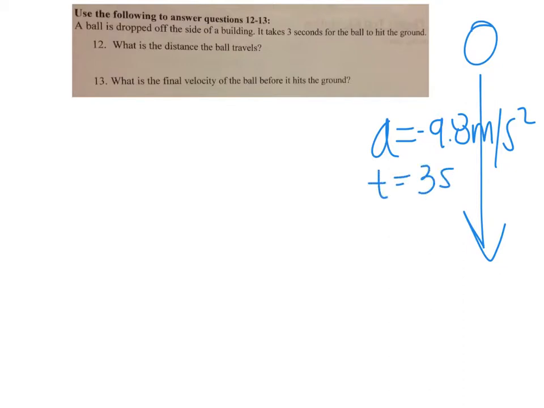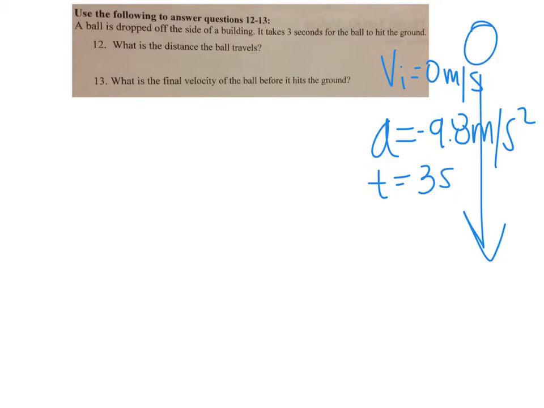So anytime we are working in the vertical, we know our acceleration on Earth is negative 9.8 meters per second squared. It takes 3 seconds for this ball to fall to the ground, so we know time is equal to 3 seconds. And anytime we are releasing something, like dropping it, our initial velocity is going to be 0. Now, if we were to throw it to the ground, it would have some kind of initial velocity, but in this case, we're just letting it go. So our initial is 0.